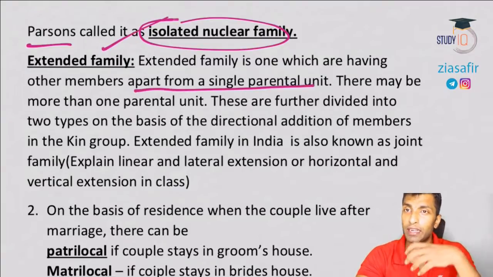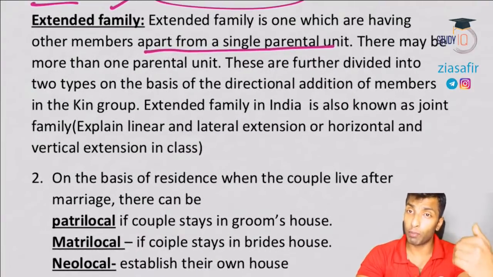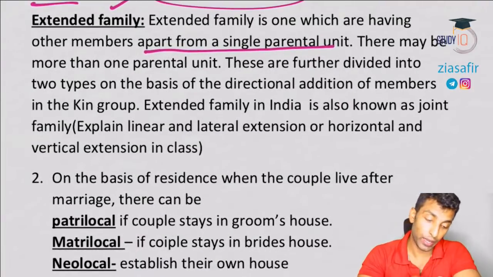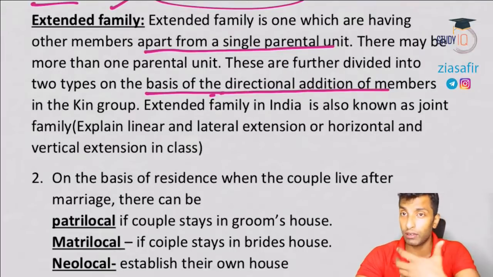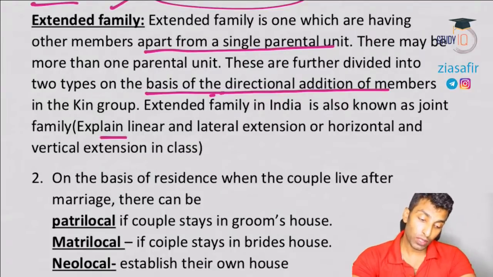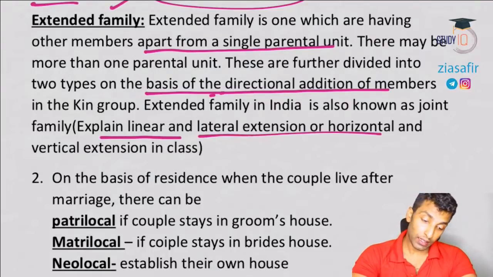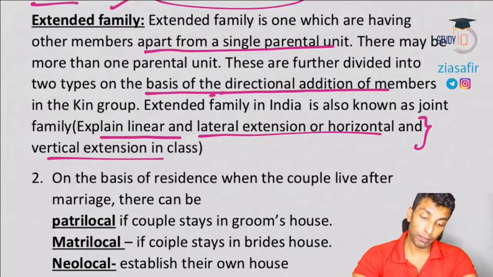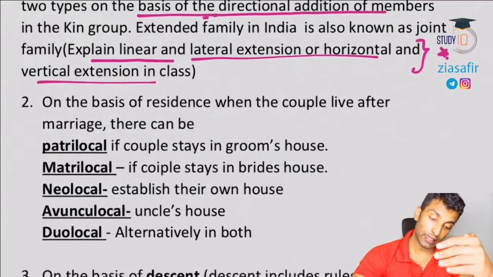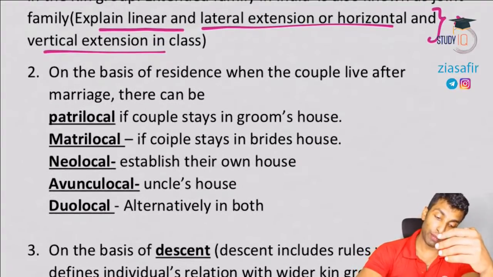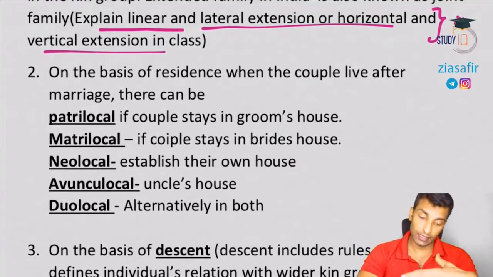So nuclear family is a monogamous couple and child. Compound family is a polygamous couple and child, with or without child. Extended family is one which has other members apart from a single parental unit. That means two or more couples, two or more parental groups. There may be more than one parental unit. These are further divided into two types on the basis of directional addition, horizontal and vertical. The extended family in India is also known as joint family, that we will discuss later.